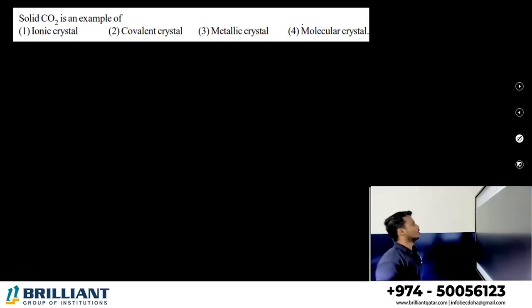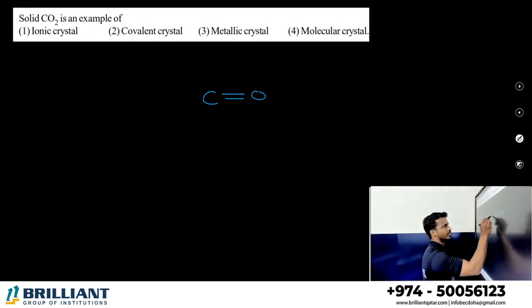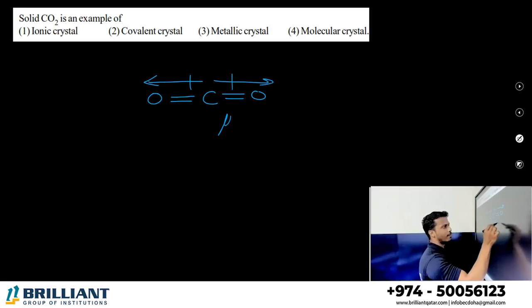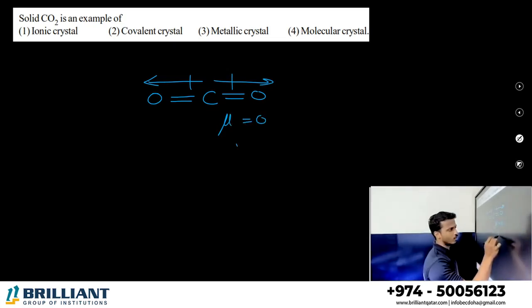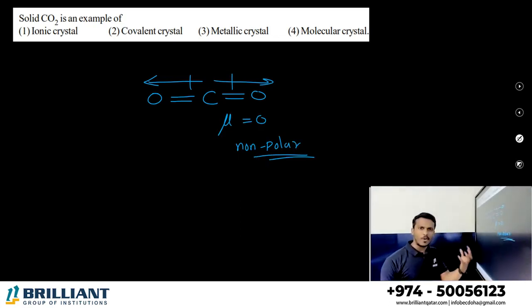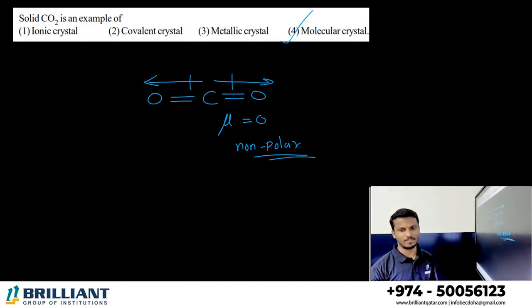Yeah. Solid carbon dioxide is an example of, we discussed the carbon dioxide here all. You know, carbon dioxide, this is the structure. If you calculate the dipole moment, they will cancel each other. Dipole moment is zero. Dipole moment zero means it is called as non-polar. Where we studied non-polar, polar and hydrogen bonded system under the classification of molecular crystal. Molecular crystal we classified into three: non-polar, polar and hydrogen bonded. Yes or no? An example is very important. Okay, next one.